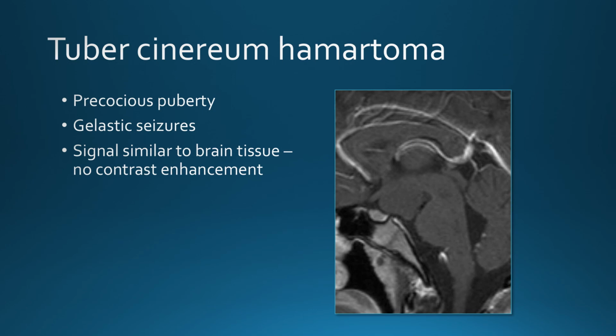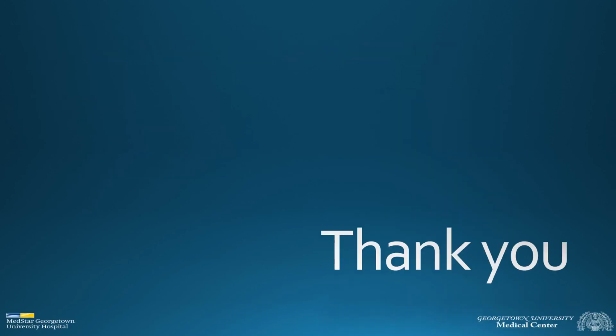This is a particularly big one. Most of them are smaller. The classic presentation is precocious puberty and gelastic seizures. The signal is similar to brain tissue. Does not enhance with contrast, so tuber cinereum hamartoma. All right, thanks for your attention.